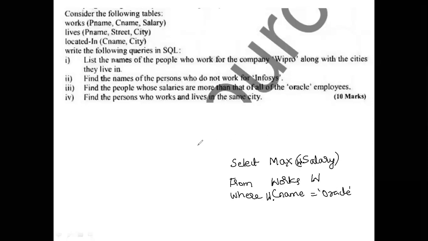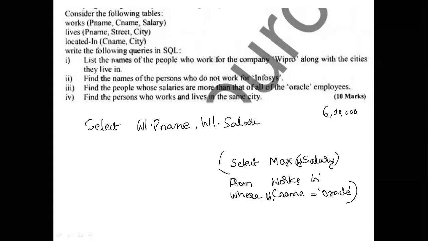Now what happens? We have to extract the person who gets more salary than this one. So if you observe, this entire thing will give us only one value, that is the salary. Let us say 6 lakh, right? So one number we will get. Then we have to extract all the people who get more than this particular salary amount. So then we can write the outer query. So select w1.person name. If you want, we can put the salary also.